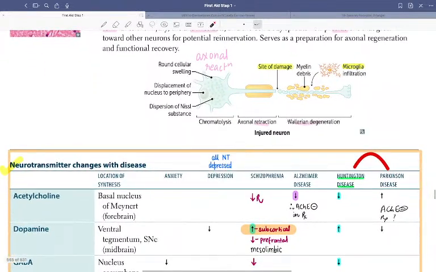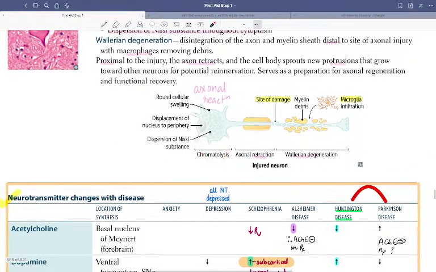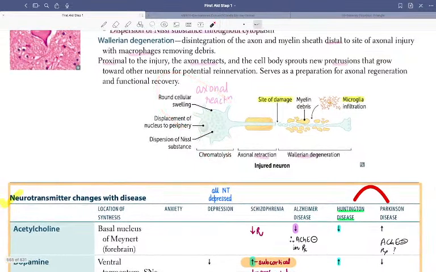Here everything is mentioned: you're getting cell swelling, you're getting displacement of the nucleus to the periphery, you're getting dispersion of the Nissl cells. You're getting chromatolysis. This entire process is chromatolysis, and axonal retraction happens proximal, and Wallerian degeneration happens distal.